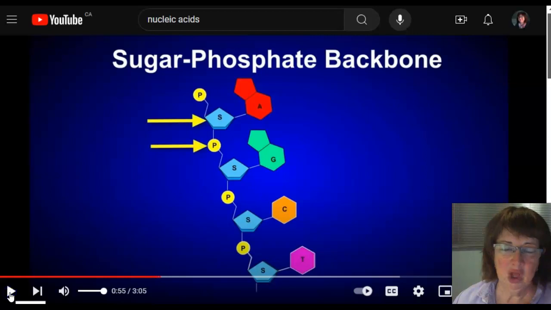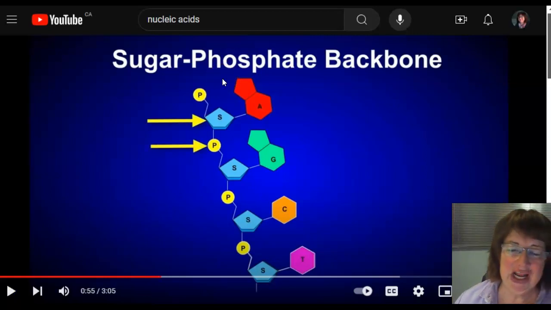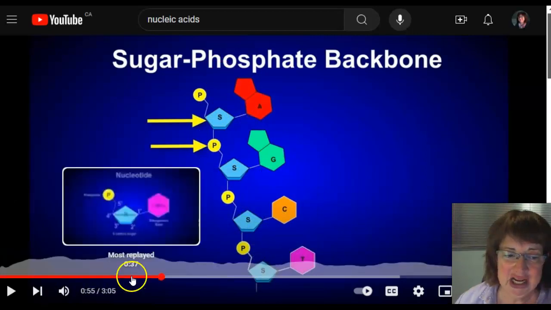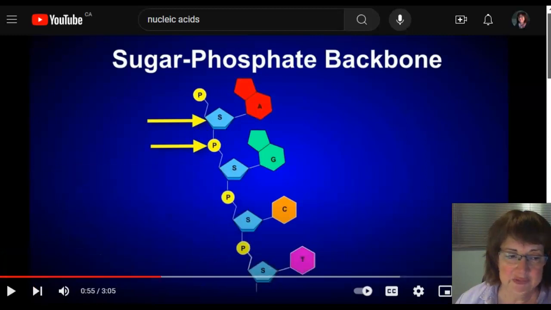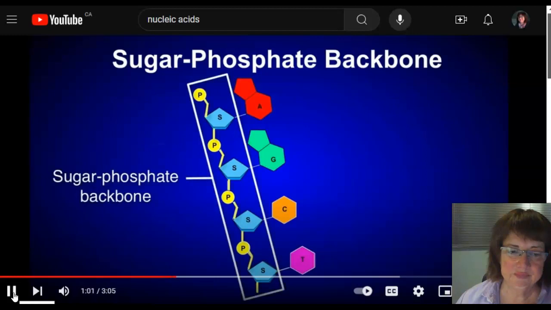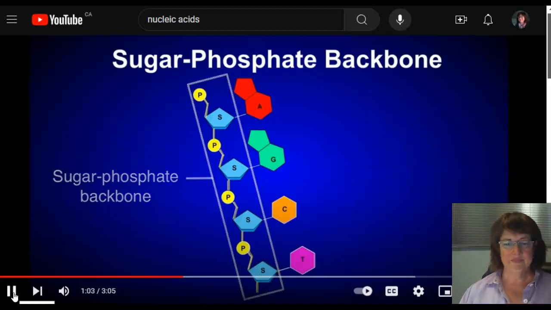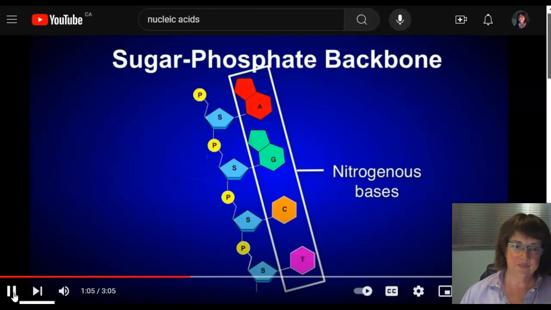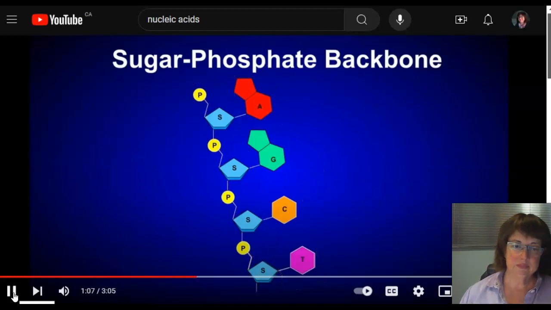Okay, when we look at DNA and RNA, we talk about a sugar phosphate backbone. So here's our sugar phosphate, and here's our A's and G's and T's and C's, which are like the steps on our DNA or RNA molecule. In the process, a sugar phosphate backbone is formed, linking the nucleotides together. Notice how the nitrogenous bases project to one side of the backbone.